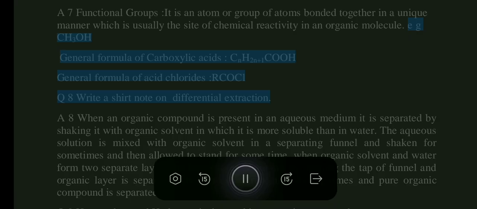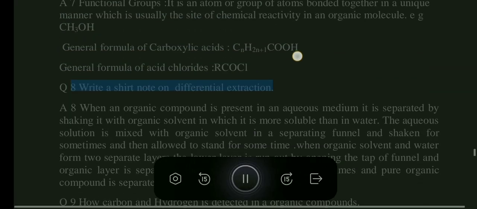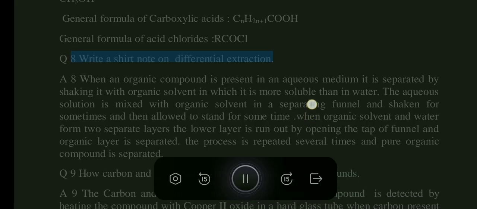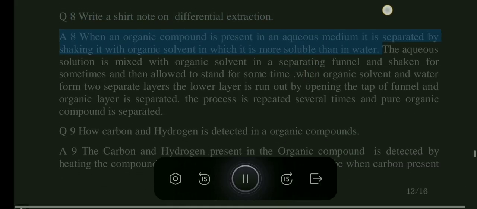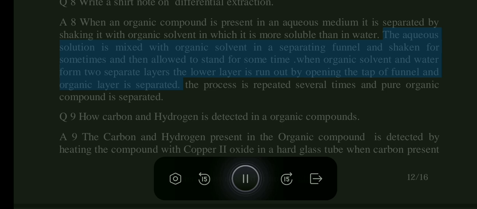Q8. Write a short note on differential extraction. A8. When an organic compound is present in an aqueous medium, it is separated by shaking it with an organic solvent in which it is more soluble than in water. The aqueous solution is mixed with organic solvent in a separating funnel and shaken for some time and then allowed to stand.